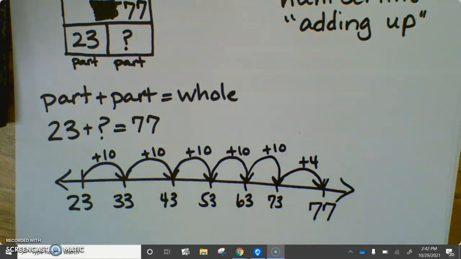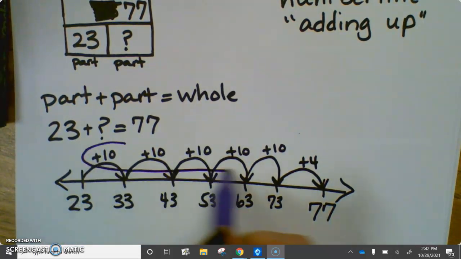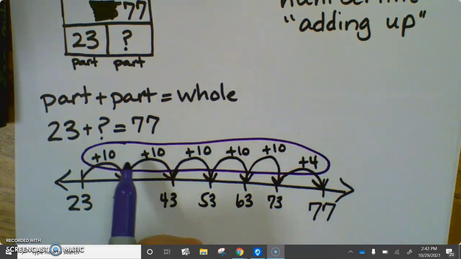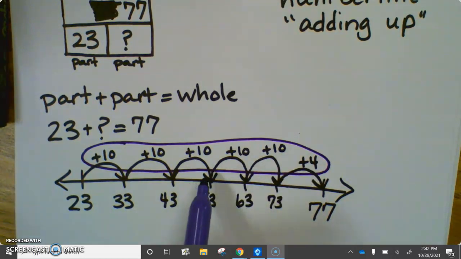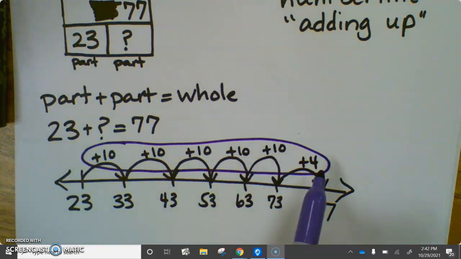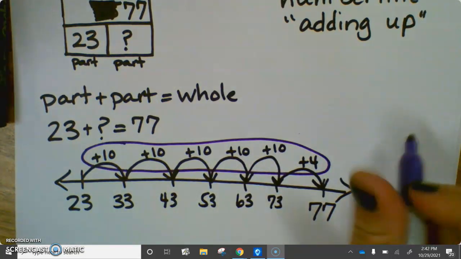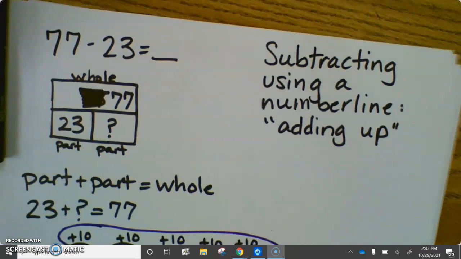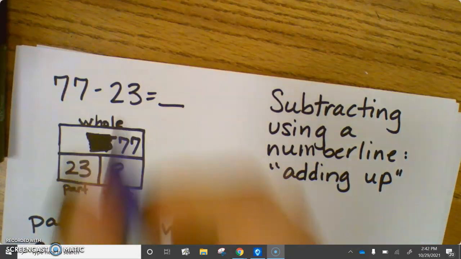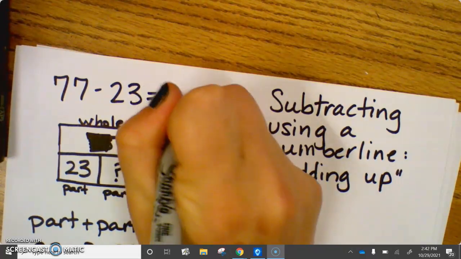So now we are going to add up everything that we have added. We're going to add up all of our jumps. We have 10 plus 10 plus 10 plus 10 plus 10 plus 4. So let's count our tens first. 10, 20, 30, 40, 50 plus 4 more is 54. Okay, so that means that 77 minus 23 is 54.